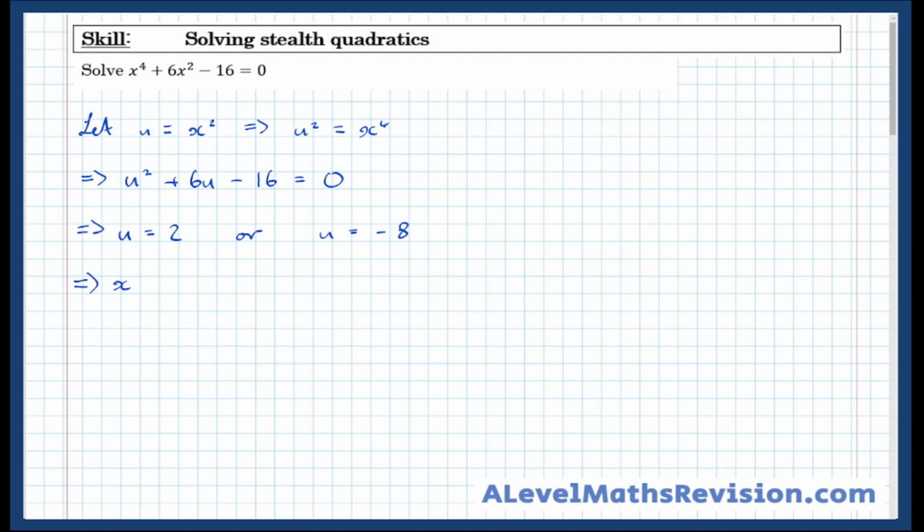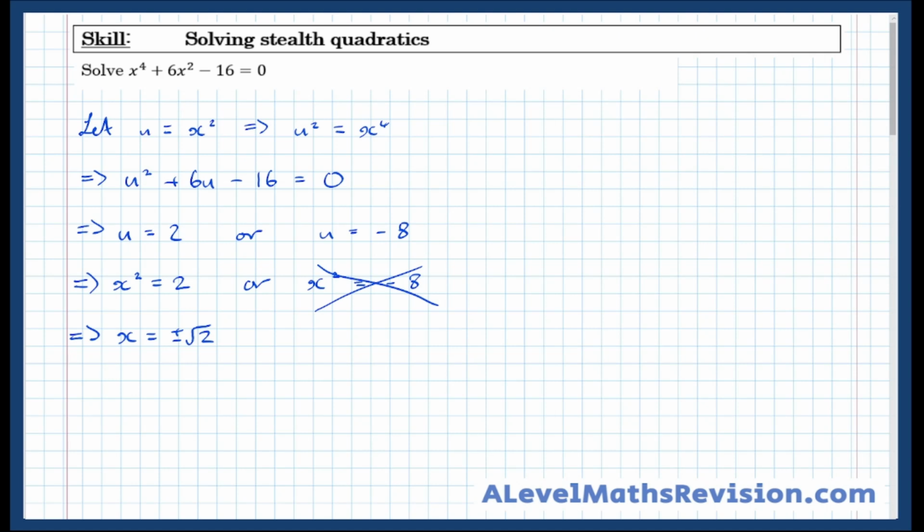So I've got x squared equals 2, or x squared equals minus 8. Well, this one solves to get x equals plus or minus root 2, or, and if we try to root a negative number, we end up with an invalid answer, a non-real answer. So there isn't a way to root a negative number and get a real answer. So I'm going to cross that out.